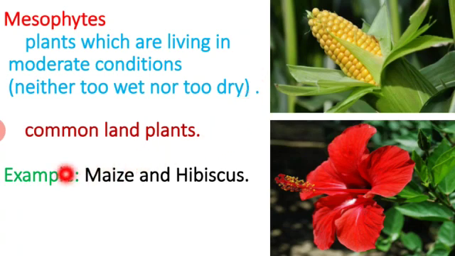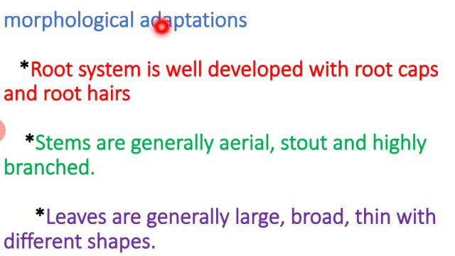Okay, now common land plants nearby in our surroundings, our environment, some of the plants used to be there. Hibiscus, maize, such plants are named as mesophytic plants. So they can accept water as well as dryness also. Next one, the morphological adaptations of mesophytes.